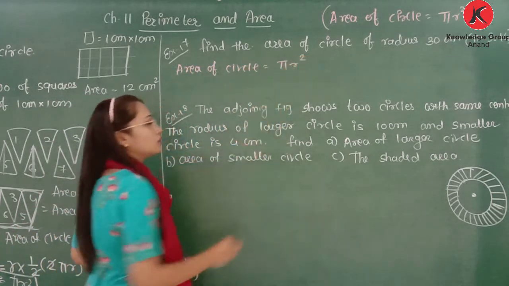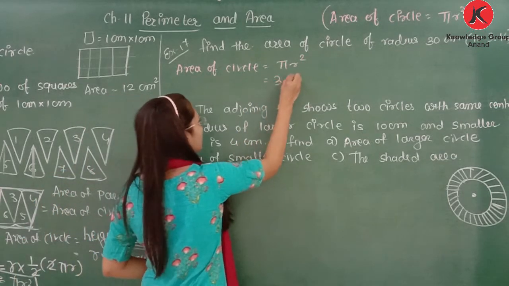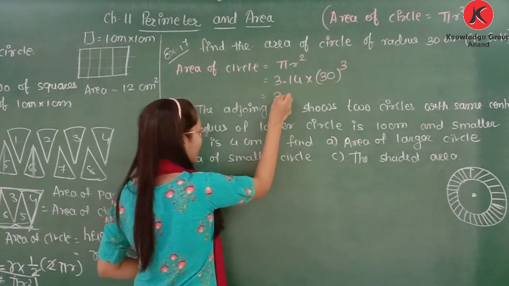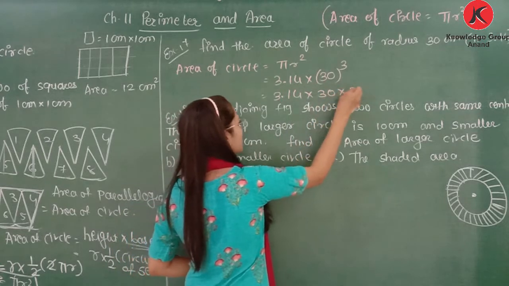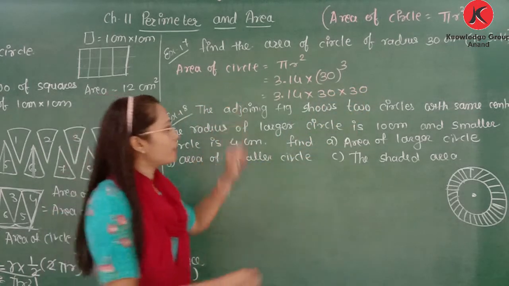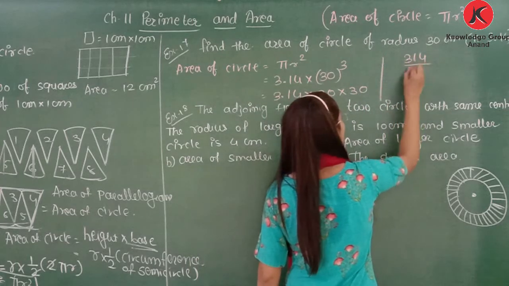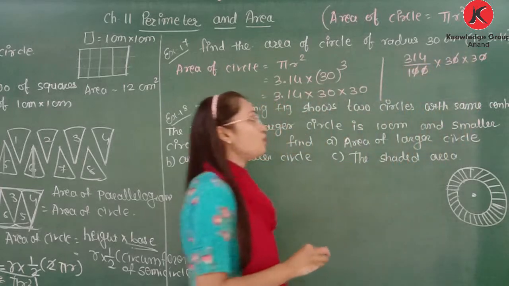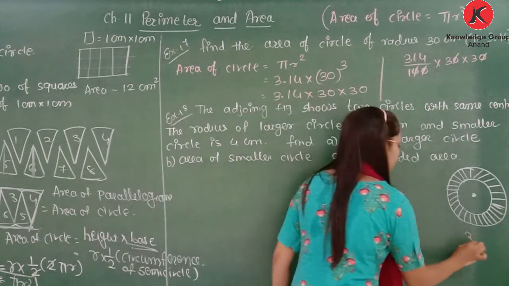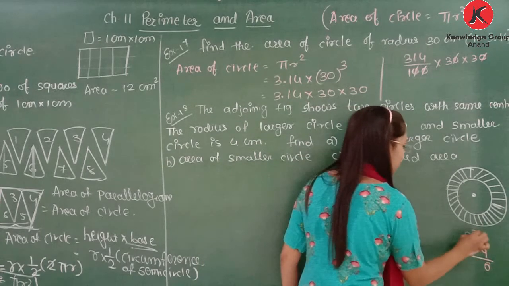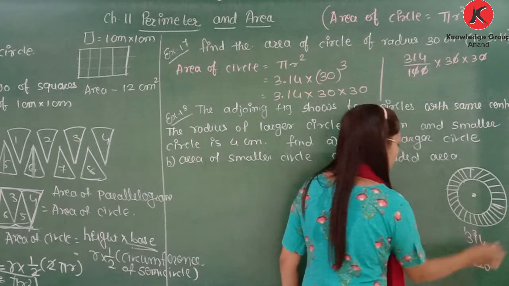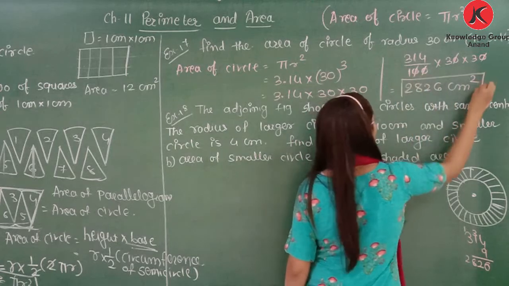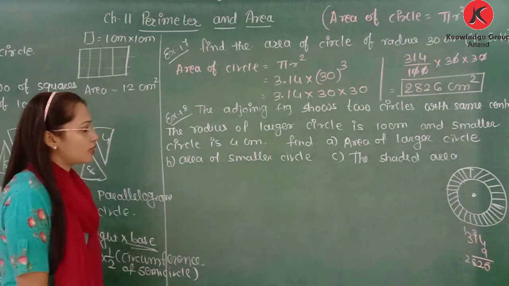This pi r square. Pi is 3.14. Radius is 30. So square is given. It means multiply 30 2 times. Square means what? Multiply 30 2 times. Now 3.14 is what? We can write like this. Multiply 30 multiply 30. 1 zero will be cancelled out. So 3.14 is multiplied with 9. So it is 2826 square centimeters. So that is the area. Clear?